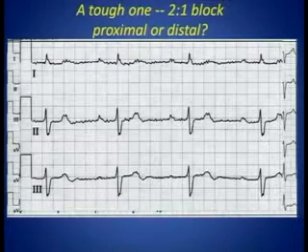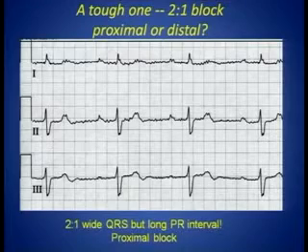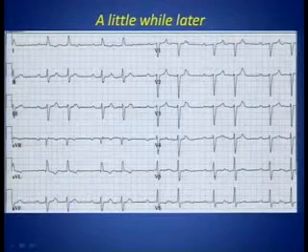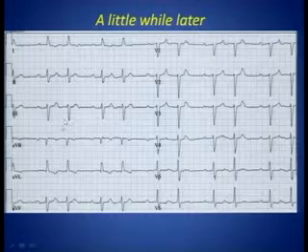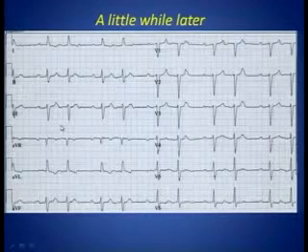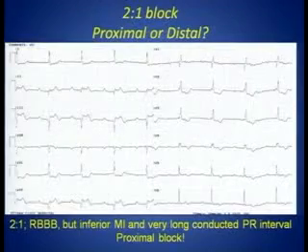And if you wait a little later on, this same patient ends up with 3 to 2 Wenckebach conduction, typical for proximal block, typical Wenckebach periodicity.